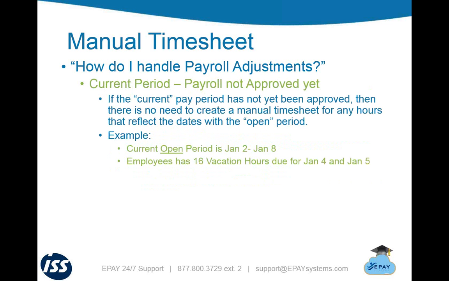So to reiterate, how do you handle the manual time payroll adjustments for the current period? Obviously, if it's in the current period, payroll has not yet been approved. So if it is in the current pay period and it's not been approved, that is the key here, then there's no need to create a manual timesheet for any hours that reflect the dates within that open period.